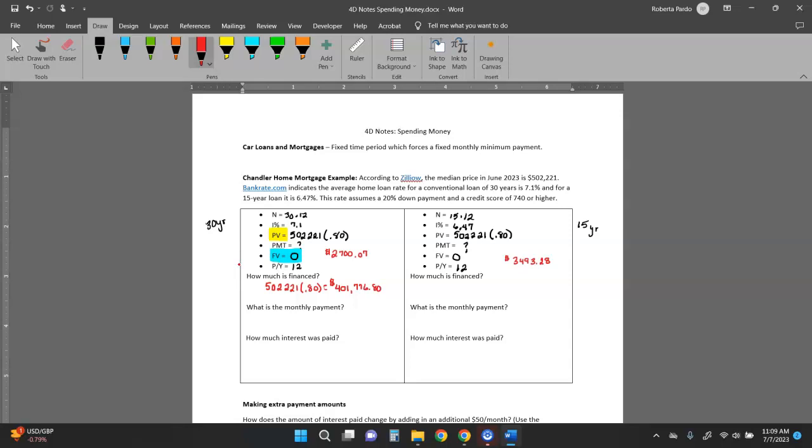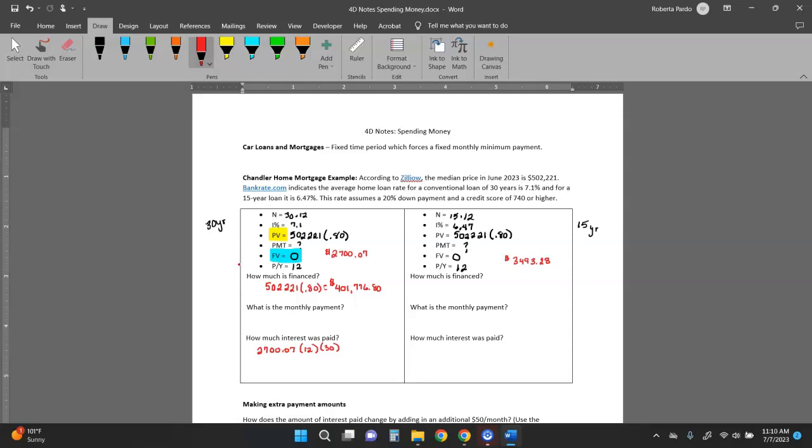That was the $2,700.07. How much interest was paid? Well, we made $2,700.07 per month for 30 years. That's the total amount paid minus the amount that was actually financed, right? The financed amount will tell us how much interest we actually paid, because this is the total amount we pay, and this is the amount financed, the $401,000.